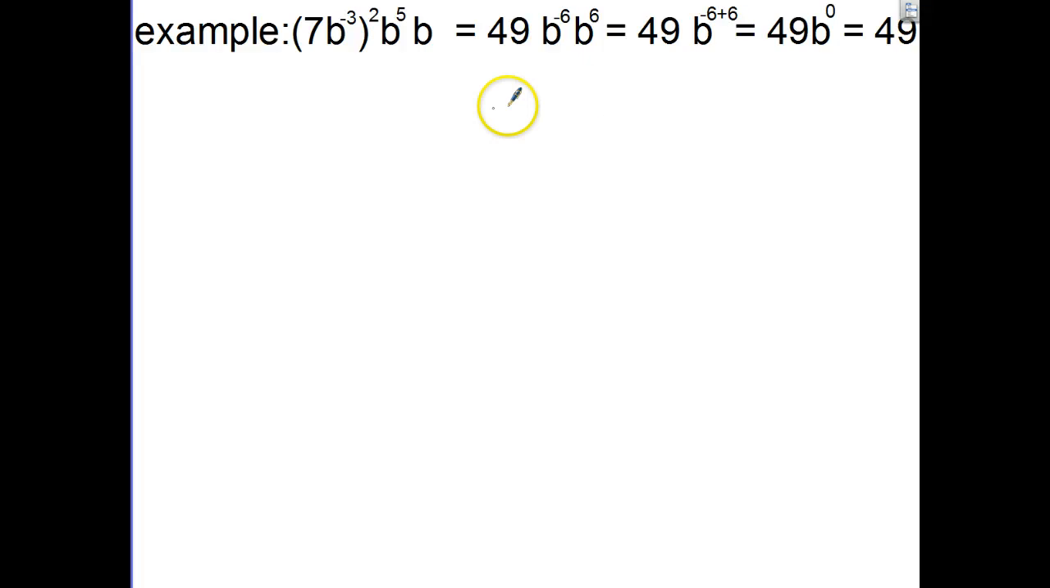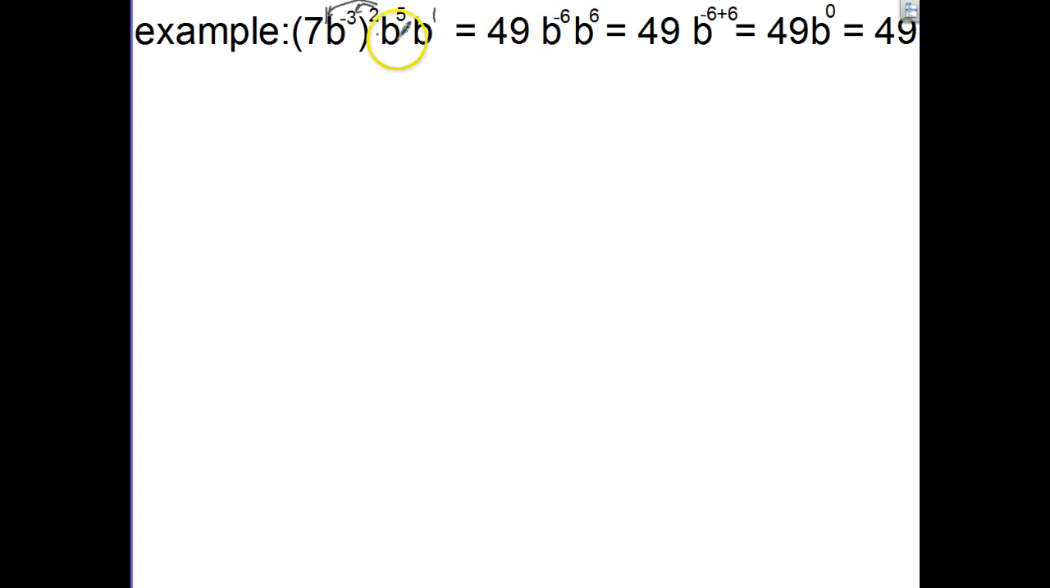All right, so we have 7b to the negative 3, all that in parentheses raised to the 2nd power, then b times b to the 5th times b to the 1st. We'll put that in. So I'm going to go ahead and distribute that 2 throughout here. Remember, the 7 is to the 1st power. Don't forget the number. So 7 squared is going to be 49, and it's b to the negative 3 times 2, or negative 6.